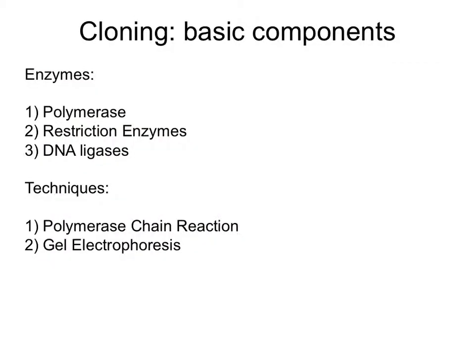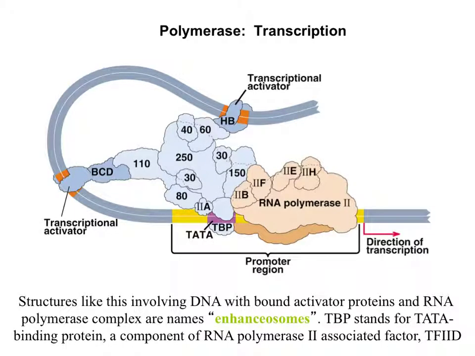Now we know the basics of DNA and RNA. And now we're going to go into cloning and the basic components that are involved in cloning. So you need enzymes. Particular enzymes that you will need are polymerases, restriction enzymes, and DNA ligase. And then techniques, polymerase chain reaction or PCR, and gel electrophoresis. So polymerase. Polymerase is important for transcription.